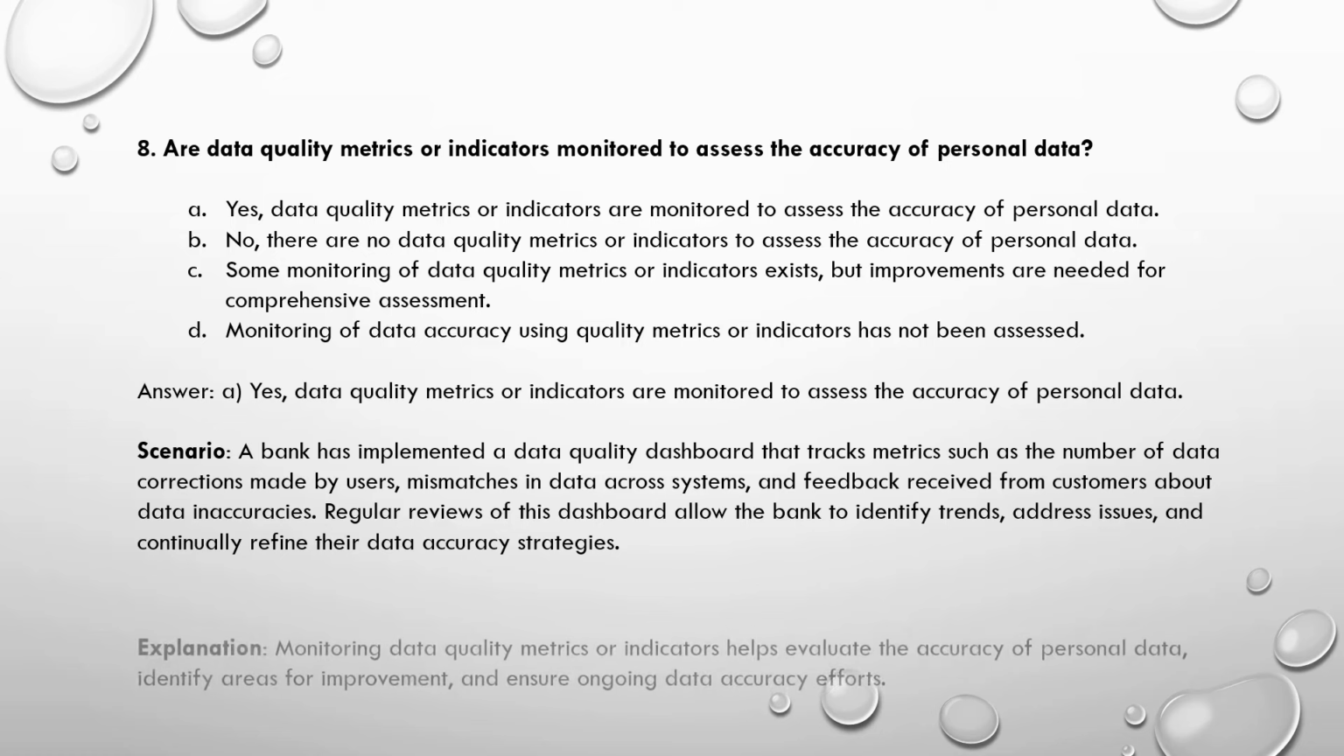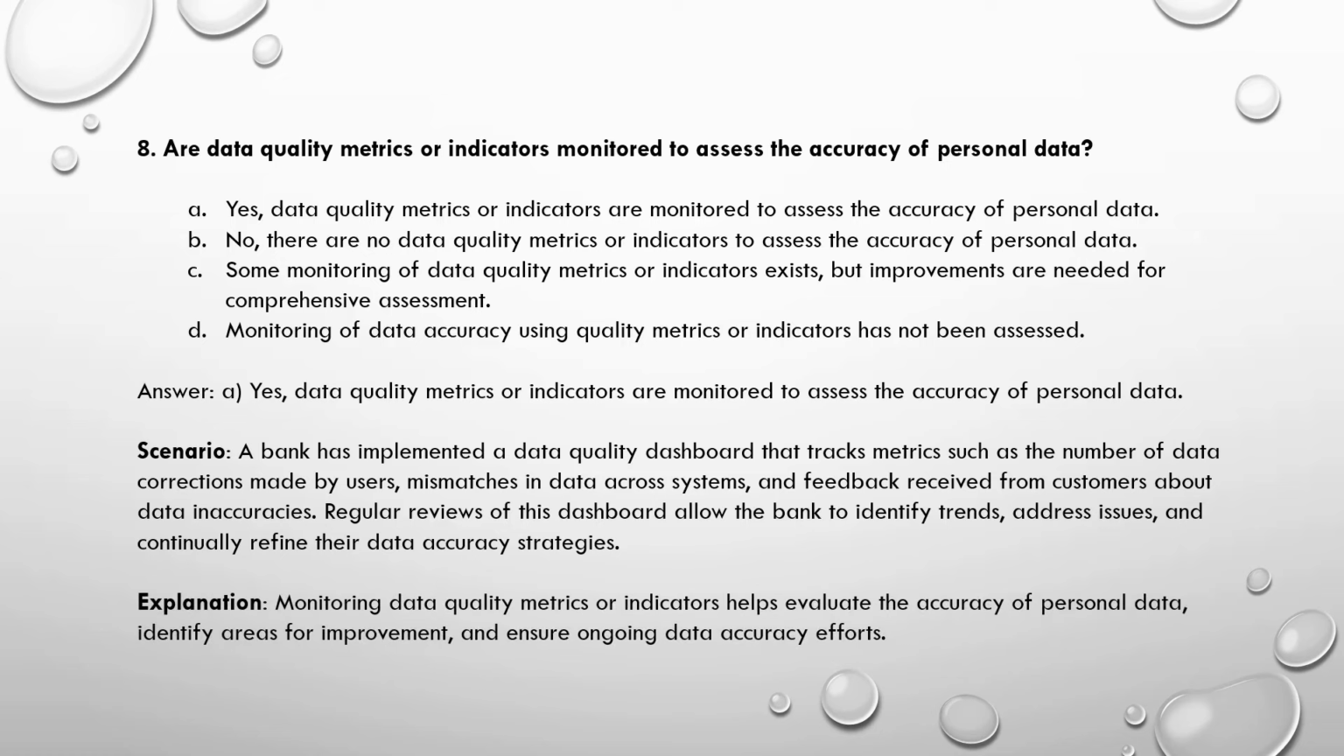Right? And the explanation: monitoring data quality metrics or indicators helps evaluate the accuracy of personal data, identify areas for improvement, and ensure ongoing data accuracy efforts. And let's move on to question number 9. Are data correction requests handled promptly and efficiently?